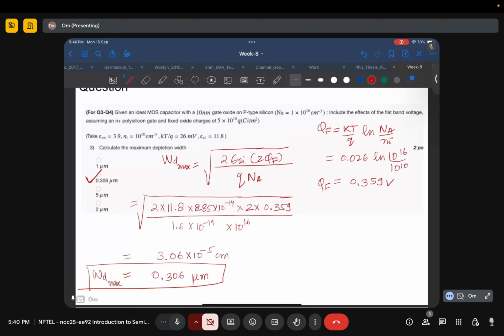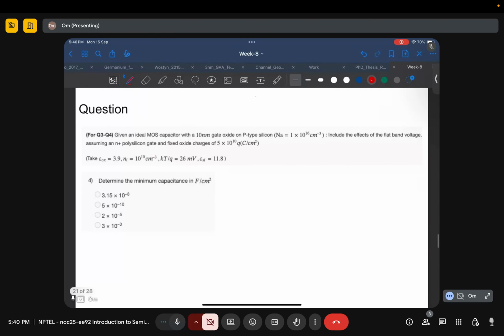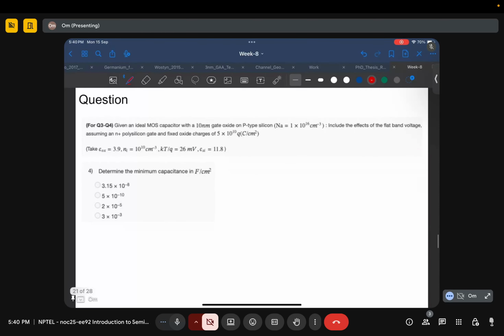Okay, next question. The same description, determine the minimum capacitance in farad per centimeter square.